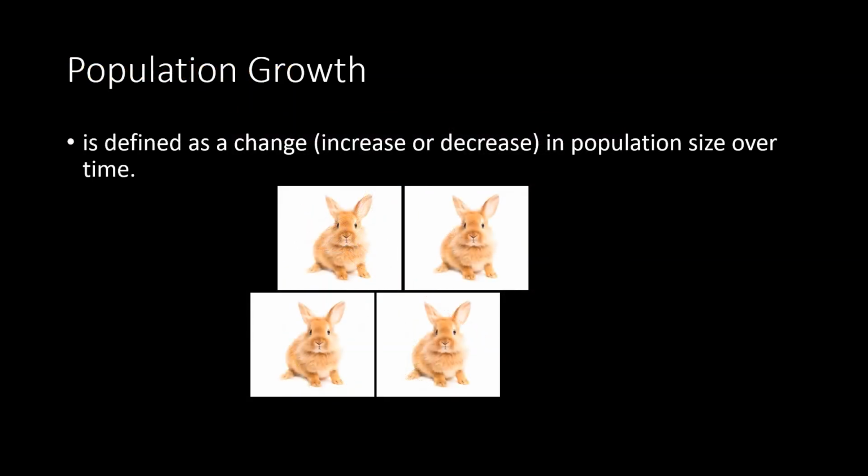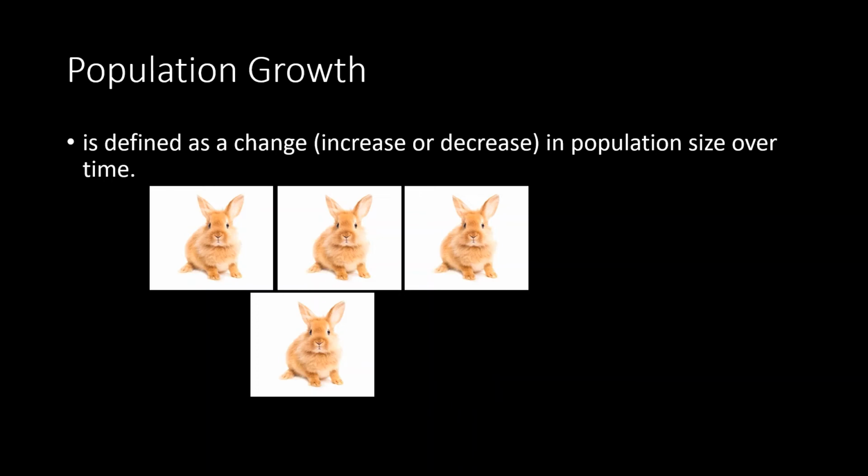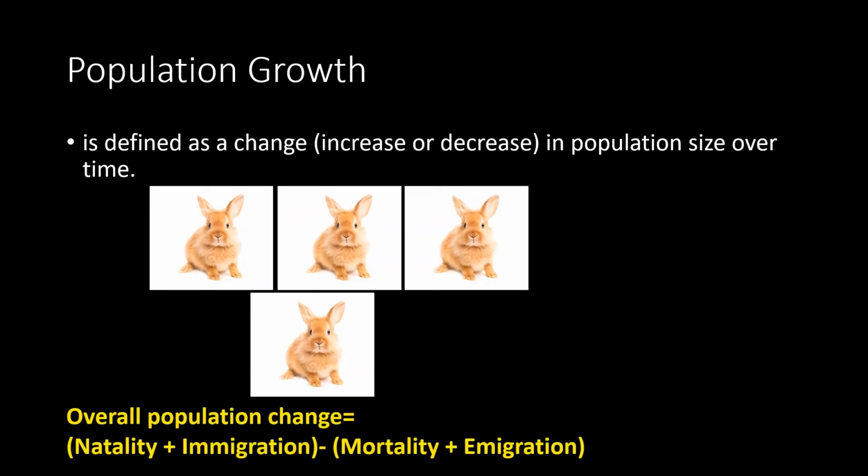Population growth is defined as a change, increase or decrease, in population size over time. Population growth is controlled by the rate at which new individuals are added to the population, such as natality and immigration, and the rate at which individuals leave the population, such as mortality and emigration. So overall population change is natality plus immigration minus mortality plus emigration.